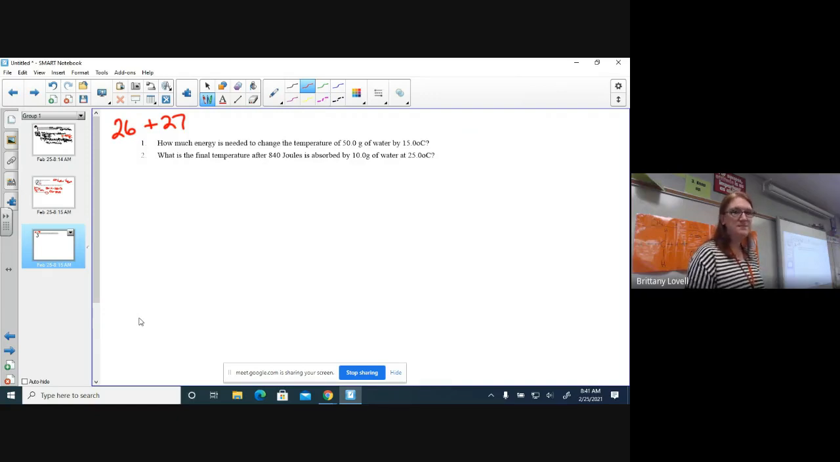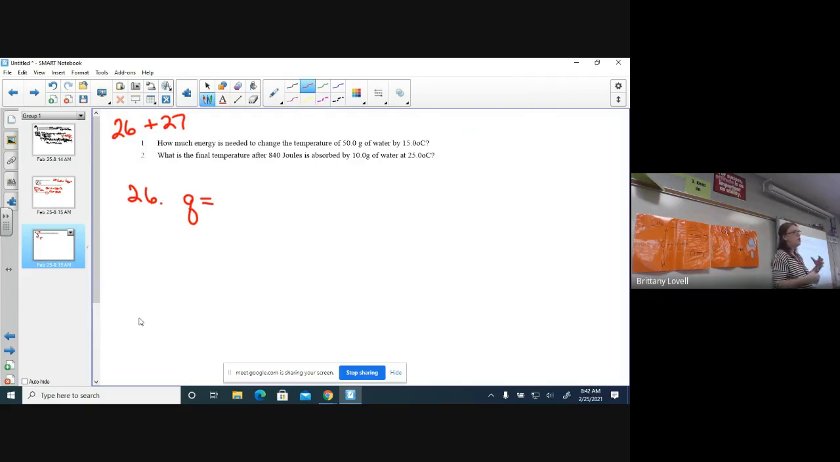Here we go. Number 26. How much energy is needed to change the temperature of 50 grams of water by 15 degrees Celsius? If they're asking you to calculate energy, guys, what's the symbol that we're using here for energy and heat? Q. So if they're asking you for energy, they're asking you for Q. So on number 26, this is going to be a Q formula. We're going to say Q equals, and we're looking at water again.